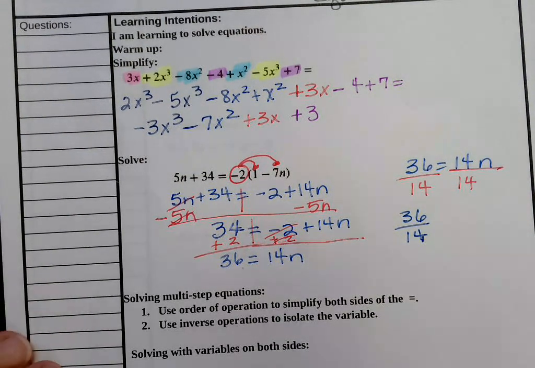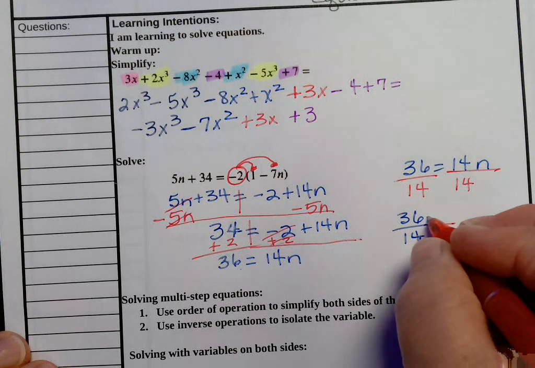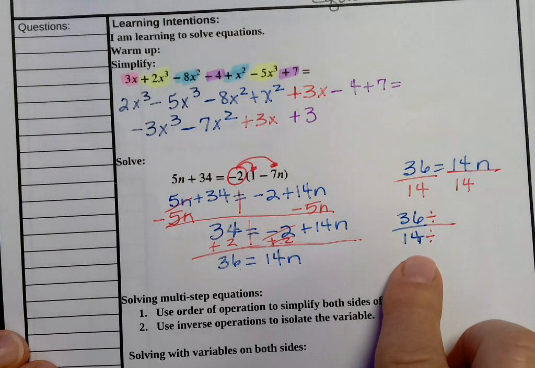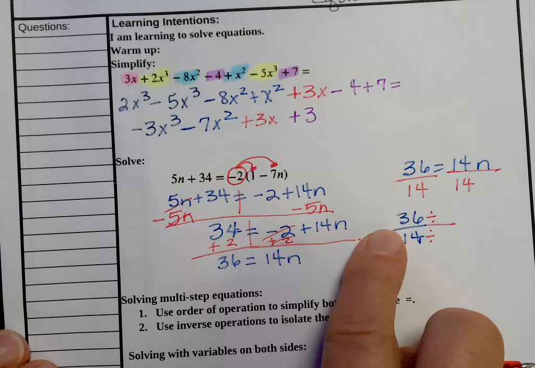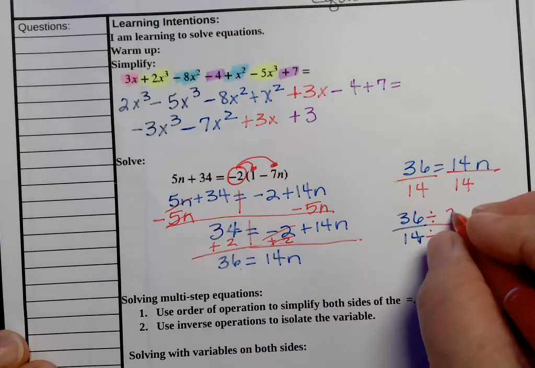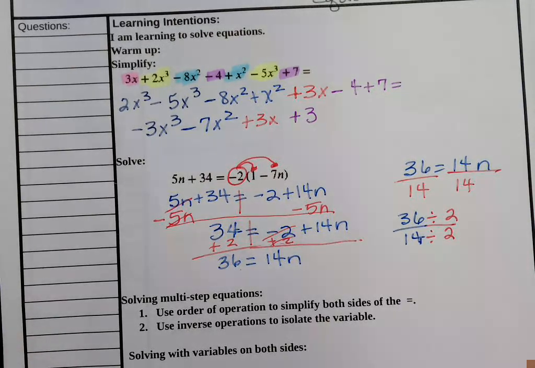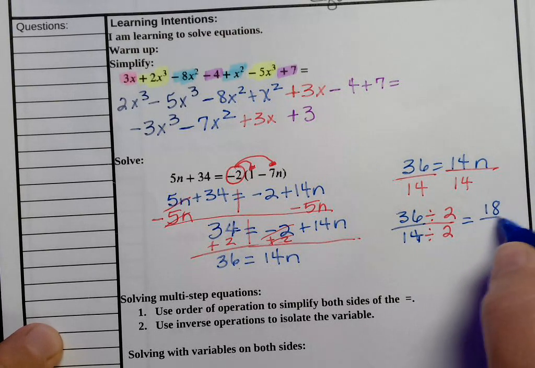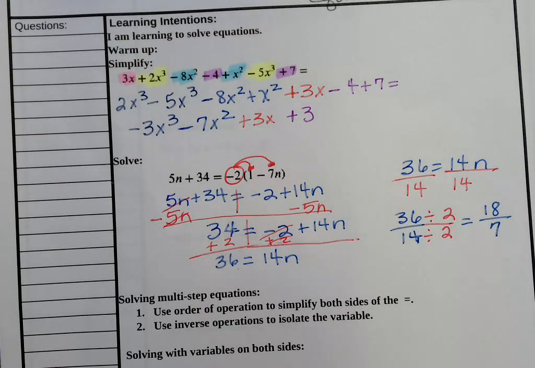What is the largest number that will divide evenly into both 36 and 14? Well, I'm going to look at the factors of the smaller one. 14 has the factors of 1, 2, 7, and 14. We've already said 14 will not divide into 36. So let's look at 2. Will 2 go into both of them? Yes. 7 will not go into 36 either. So this will equal 18 over 7. 18 over 7 is a perfectly good answer.